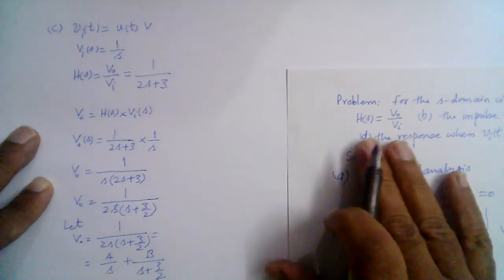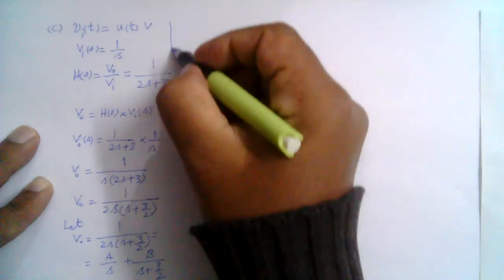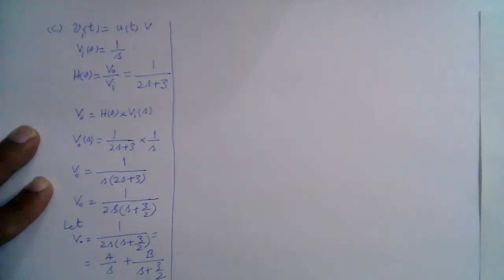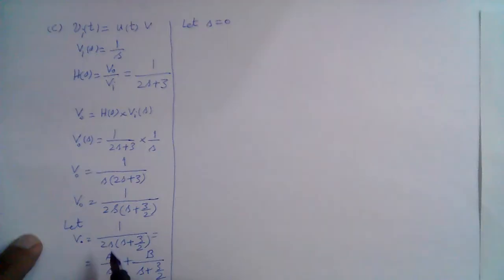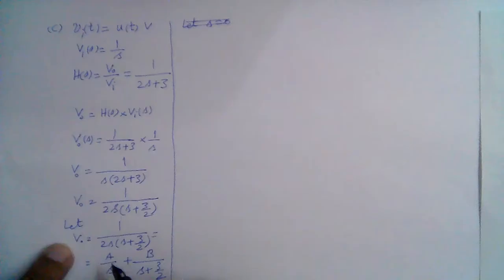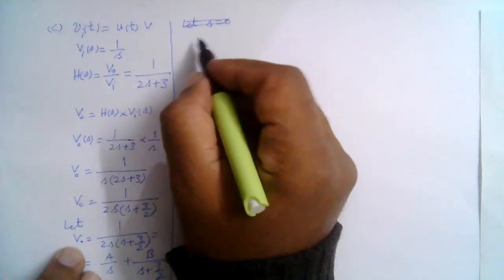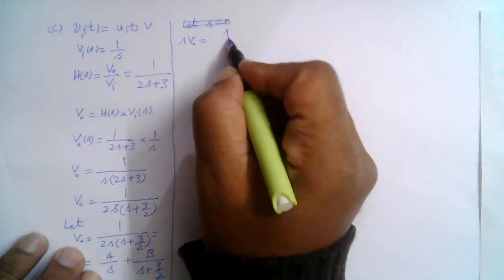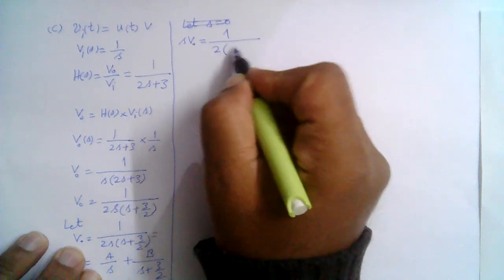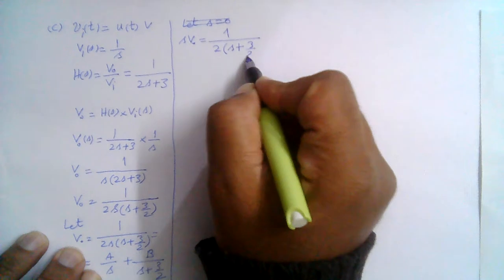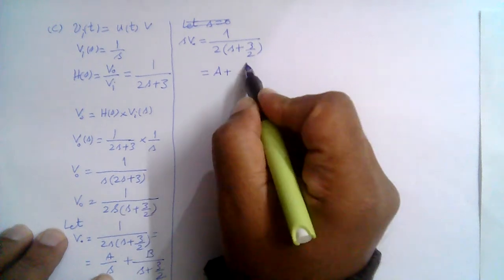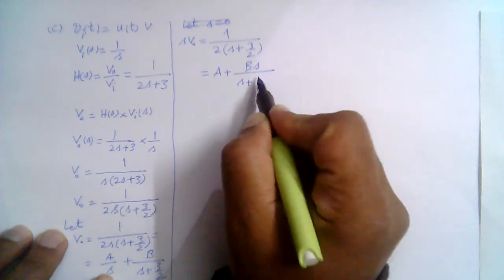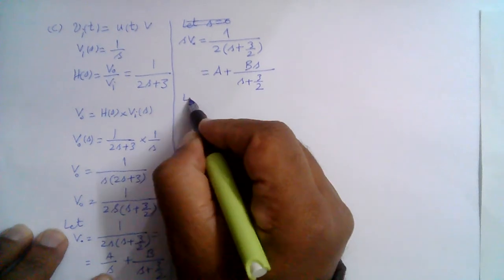Now we let s is equal to 0. So we multiply throughout with s. So this becomes s V0 is equal to 1 over 2 into s plus 3 over 2, and that is equal to A over s multiplied by s is A, and this is Bs over s plus 3 over 2, and now we let s is equal to 0.